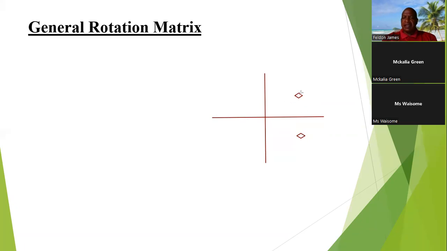All right, now if you're reflecting in the y-axis, that means the y-axis will become your mirror line. So if you're reflecting this diamond above in the y-axis, it's going to be on the opposite side of the y-axis. And note that with the pre-image and the image, you will find that they will be the same distance apart from the mirror line.